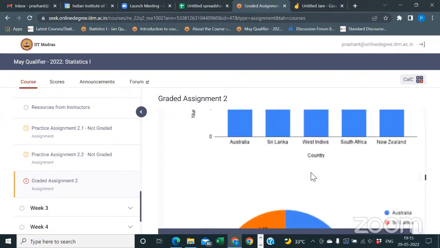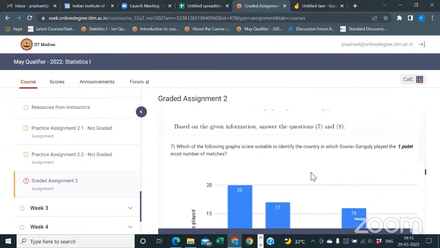Yes, sir. In this question, they are asking which graph is appropriate for the matches Saurav Ganguly played. In this, a pie chart is also in the answer. I chose the bar chart, but how can the pie chart be the answer when we talk about numbers? A bar chart is more appropriate than a pie chart.